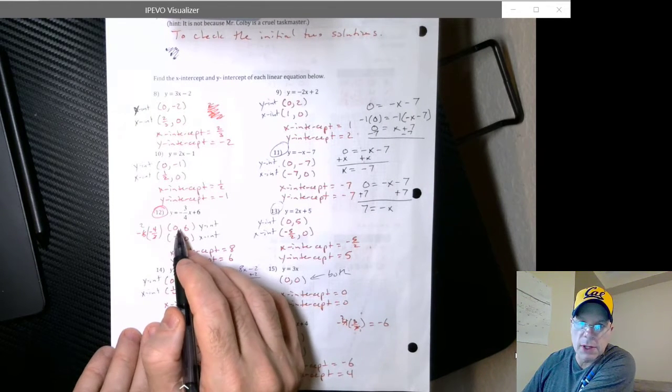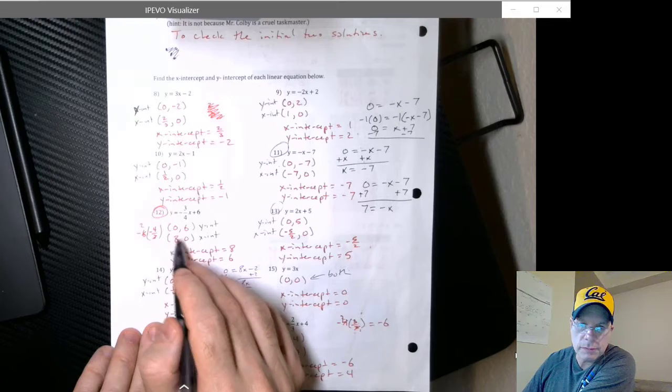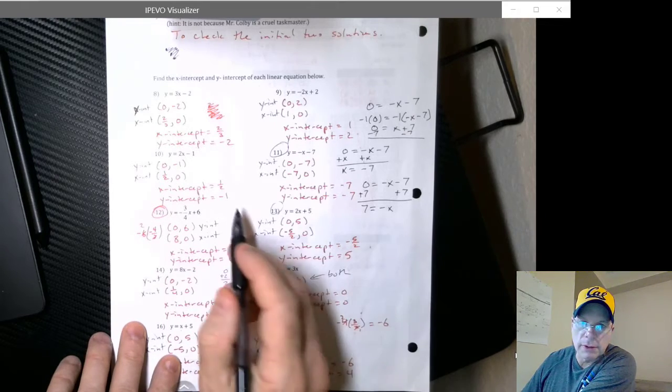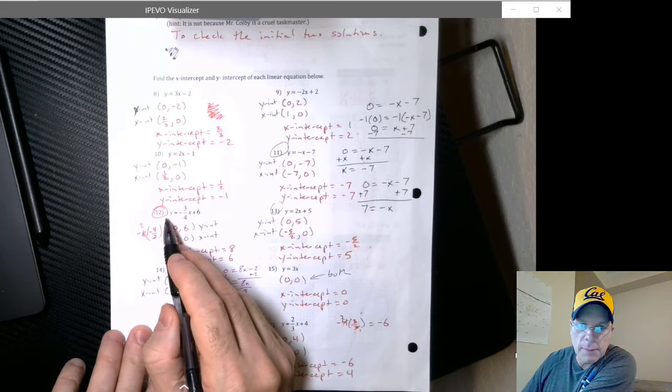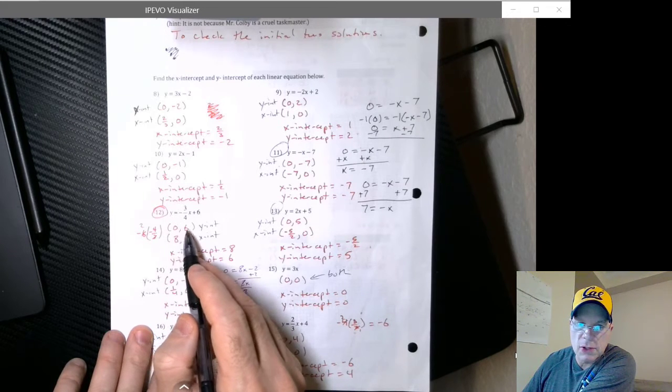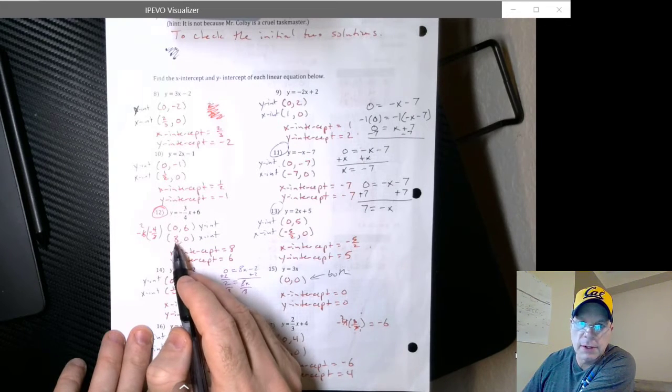Number 12, I think, was also on the video. Did I really do 3 on the video? Maybe I did. Number 12, the y-intercept is (0, 6). The x-intercept is (8, 0).